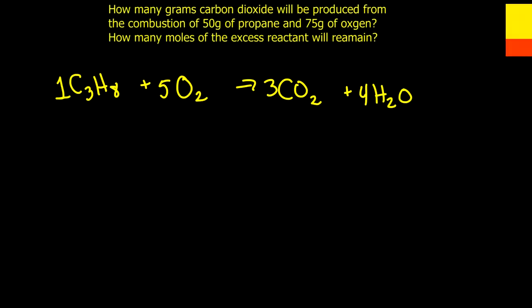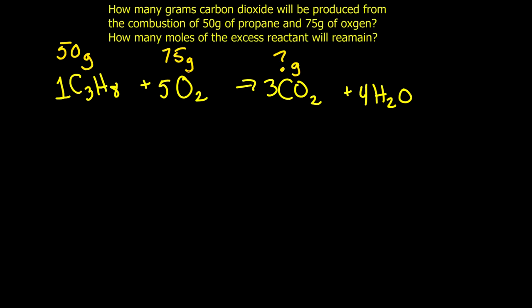So next problem is how many grams of carbon dioxide will be produced from the combustion of 50 grams of propane and 75 grams of oxygen. Then we also got the question how many moles of the excess reactant will remain. So let's see if we can't figure this one out. So first thing we got to do is pick out that information. Let's pick out what's important. So it says how many grams of carbon dioxide. So I'm looking for CO2 and I'm going to try to convert it to grams at the end. I got 50 grams of propane and 75 grams of oxygen.